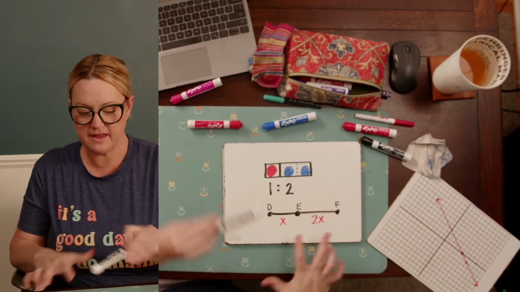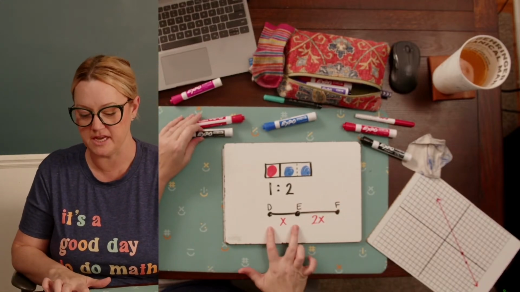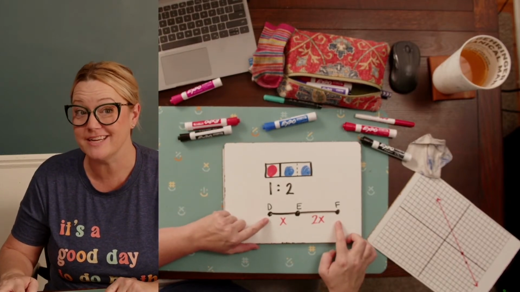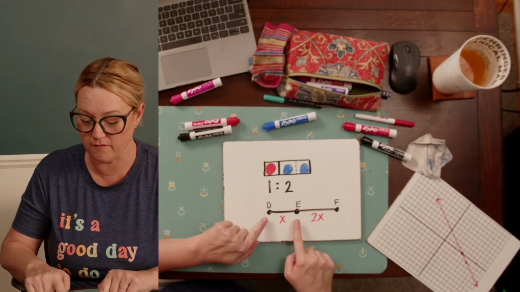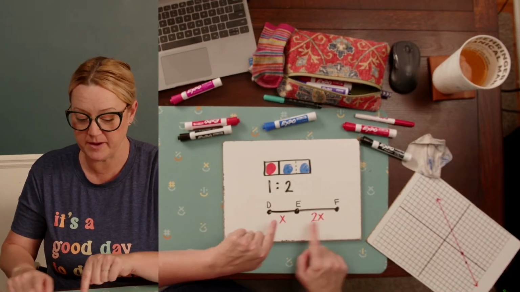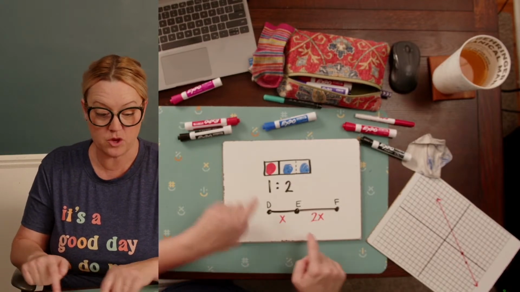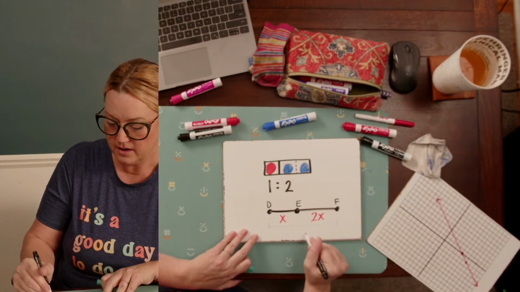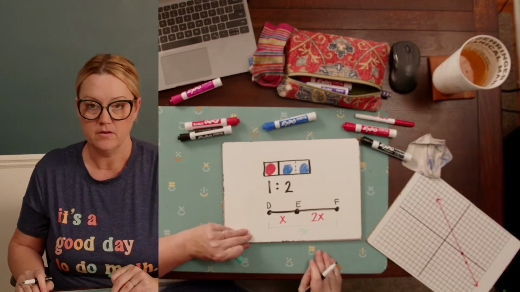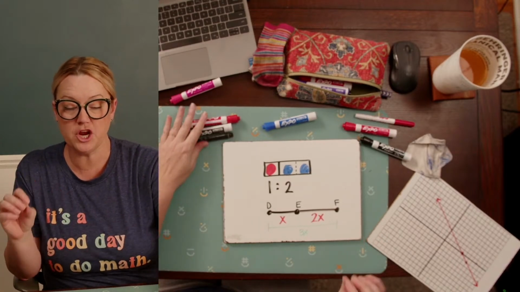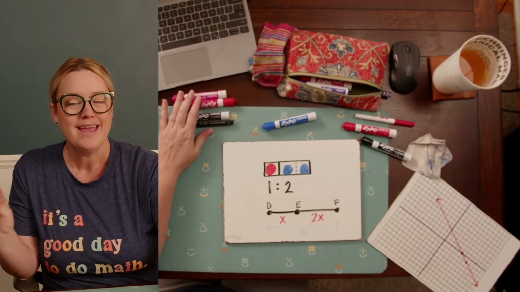Right? If you say that EF is twice the length of DE, or you could say DF is partitioned into segments of a ratio of 1 to 2, that means that one section is twice as big as the other section. So what you actually have in total is 3x.